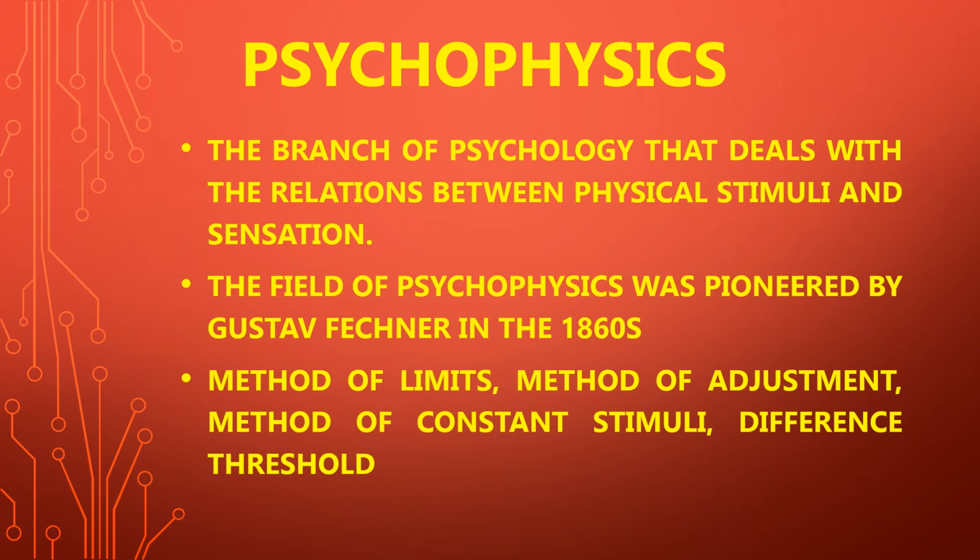Then the difference threshold. The smallest detectable difference between two things, or the difference threshold. For example, if you are provided with two yellow colors, then if the differences are high, then you will be able to detect it. But if the differences are very small or it is almost similar, then it will be difficult to detect the difference. So that is the difference threshold. So this is about the psychophysics, the branch which deals with the relation between the stimuli and the sensation.